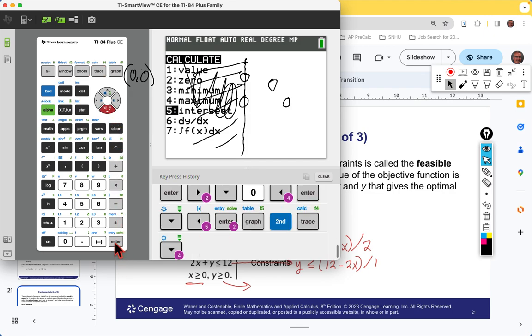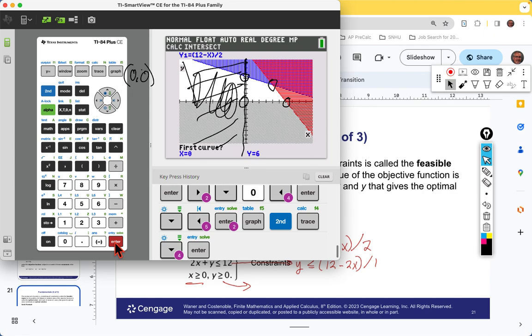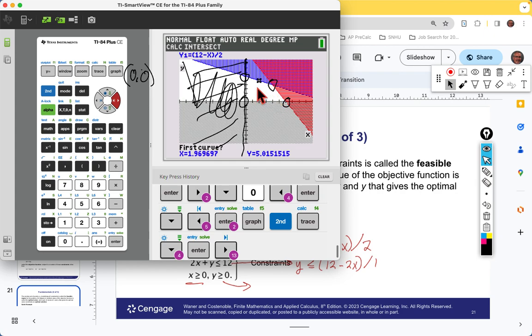Now the intersect tool, what you do is you have to get on the 2 lines. It's going to ask what's your first line, what's your second line, or curve. You click them, and then it'll find the intersection of those 2 curves. What I want to find is this one that I've got circled here, the intersection of these ones.